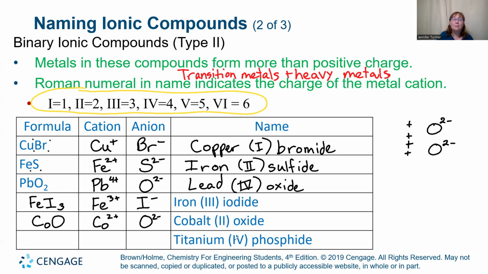All right, then we have titanium 4 phosphide. And phosphide is a P3-, and titanium 4 then would be Ti4+, and these would come together as Ti3P4.